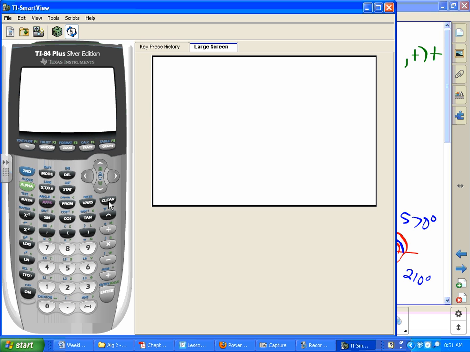Okay, so I want you to do inverse sine. We'll just do the easy one first of all, of 1/2. When does sine equal 1/2? At 30 degrees, right? So if I do inverse sine of 1/2, I should get 30 degrees. And we do.